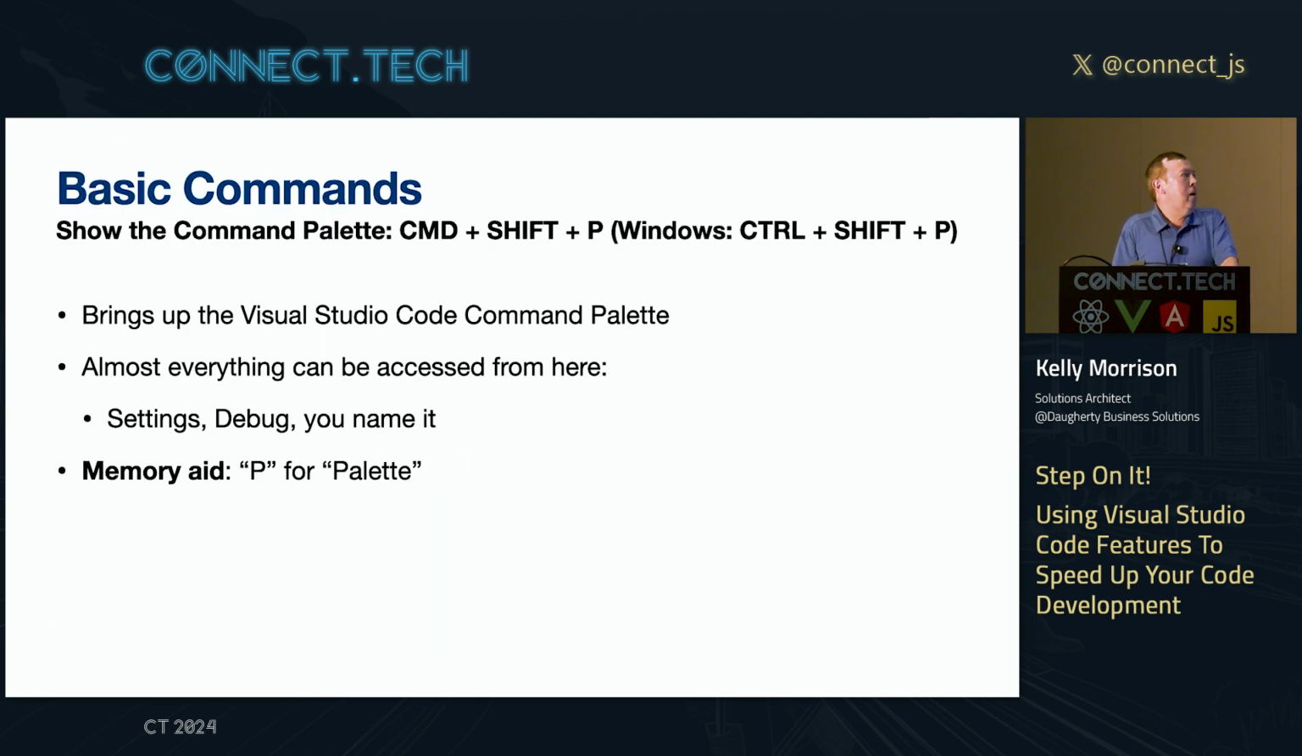So, first one, and I still find people that don't know this command, and I don't know how to get anything done in Visual Studio Code without it, because this is basically the command. It's bringing up the command palette. On the Macintosh it's Command-Shift-P, on Windows it's Control-Shift-P. And this basically brings up the tool palette. And this is where almost everything is configured.